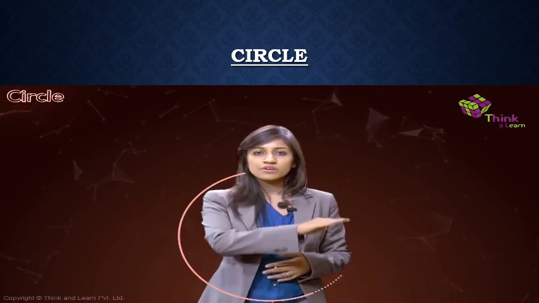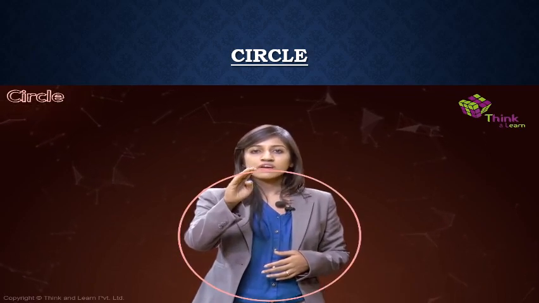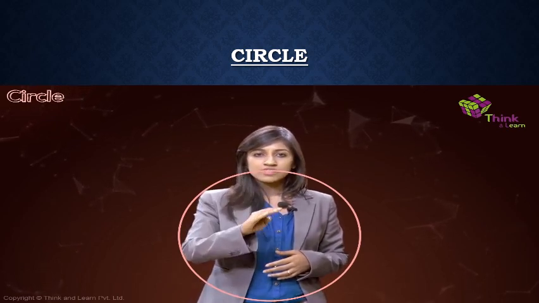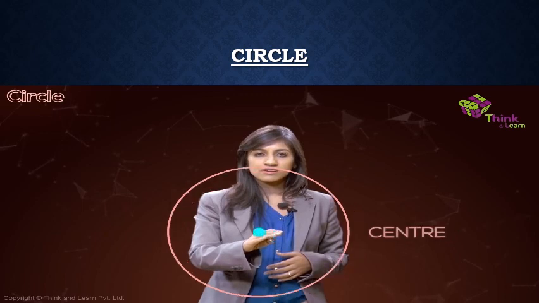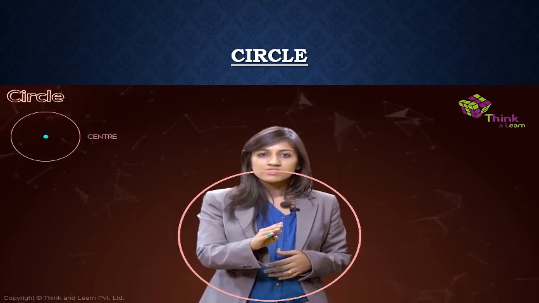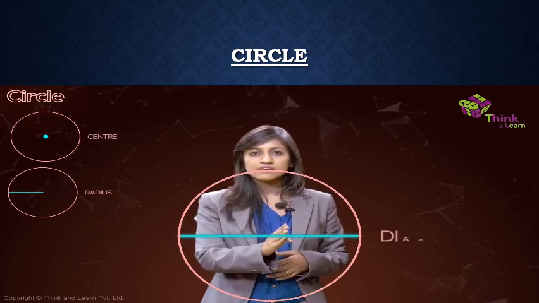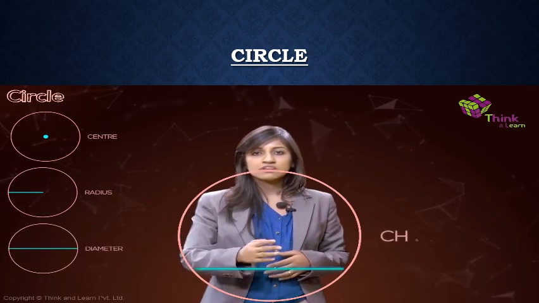Let's revise it once. So let's summarize everything so it becomes really, really simple for you. So I have a circle over here. Okay. Now, let's look at the first part. This is the center. Okay. This is the radius. This length is the diameter. This is a chord.